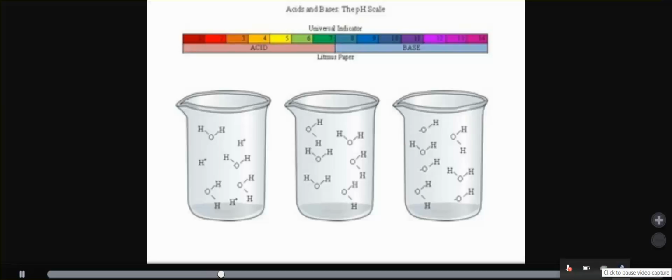A lot of scaffolding here, a lot of colors. I would bold, use different things like that. Model litmus paper for them and show them how it works and what it means, things like that at the start.